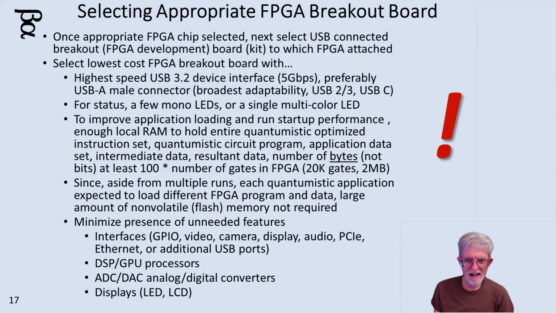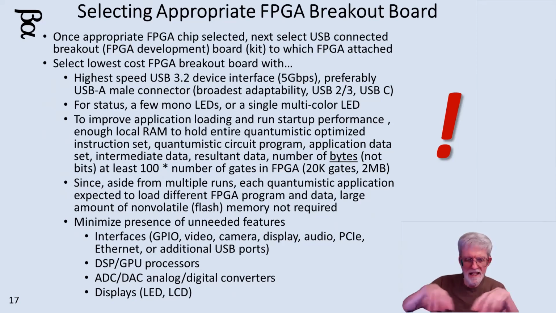And yeah, there are USB connected ones. If you select one that's connected by a USB 3.2, that's a fast interface. It's 5 gigabits per second. Get it with a USB style male connector, not a micro USB or a USB-C. Just get USB-A because that can just be adapted with a plug.